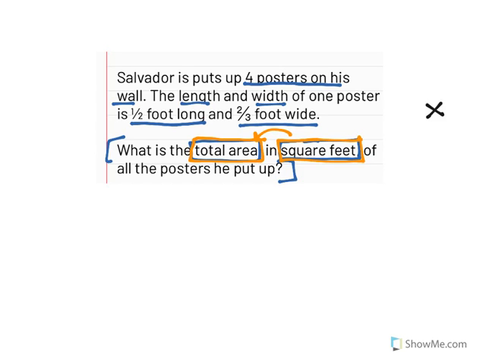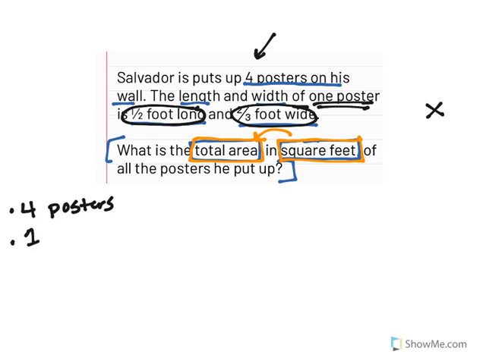Now, I also know if I'm finding area with just these two dimensions, that would give me the area of just one poster. But he has 4 posters. So let's go ahead and put all this information down. 4 posters. 1 poster is 1/2 foot long. Oops, let me write the dimension or unit, foot. 1/2 foot long and 2/3 foot wide.